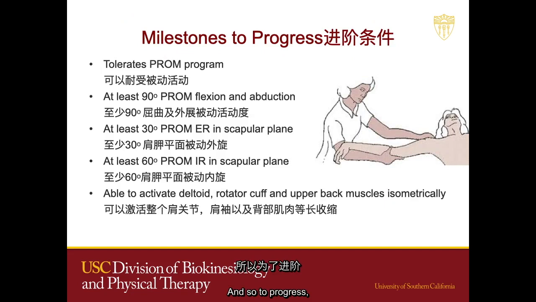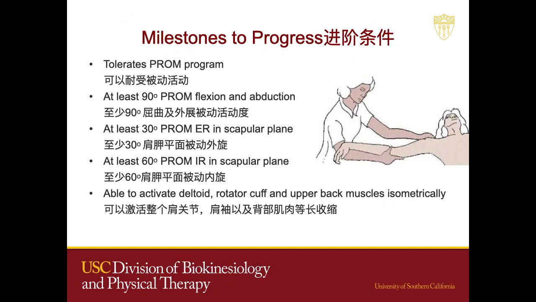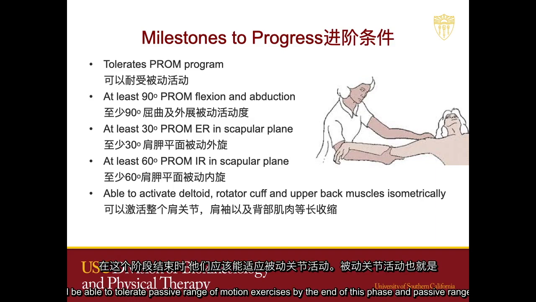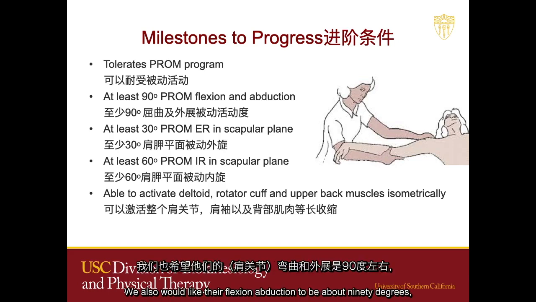And so to progress, we actually have some pretty good range of motion parameters for you at this point. They should be able to tolerate passive range of motion exercises by the end of this phase. And passive range of motion being you the therapist, doing the motion, and them not having huge amounts of muscle guarding. We also would like their flexion abduction to be about 90 degrees.